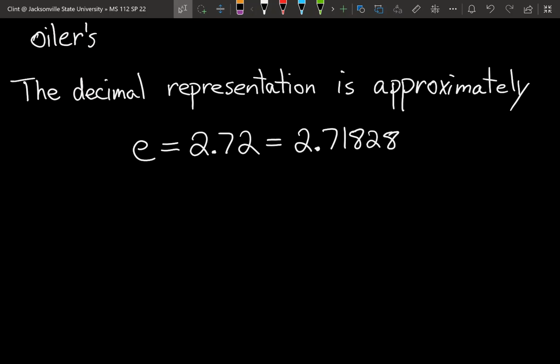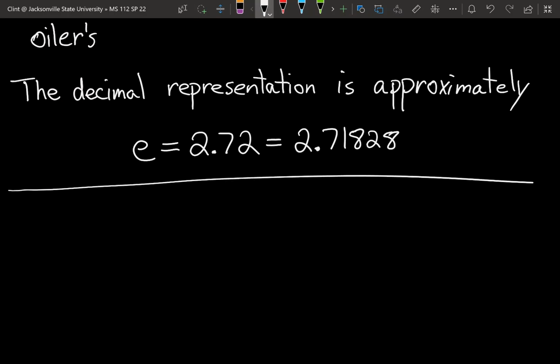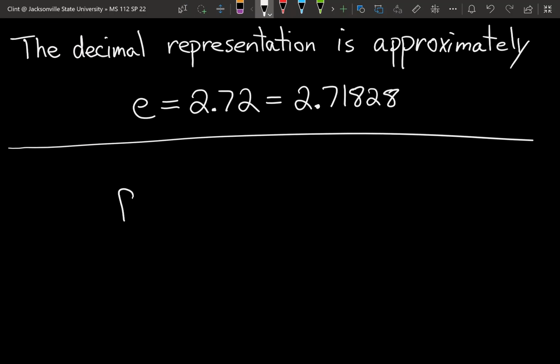What we're going to be concerned with mostly, at least in this section, is using e as the base for an exponential function. So e to the x power.